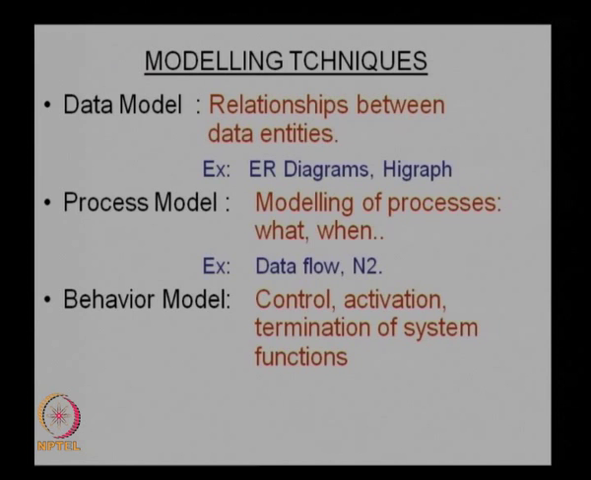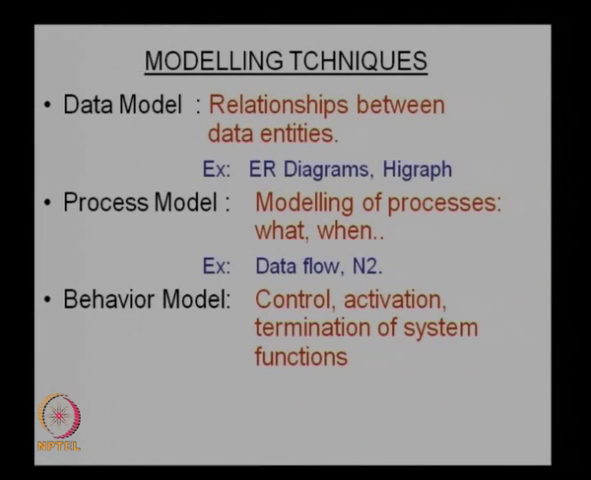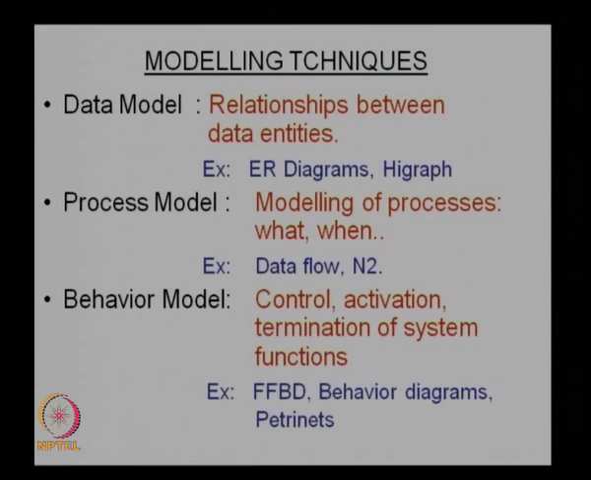In the behavior model we look at the control and activation of various processes in the system. How it is controlled, how the flow is taking place, what kind of control input is needed, those things are modeled using the behavior model, especially the termination of system functions. The methods commonly used are the FFBD, that is the function flow block diagram, then behavior diagrams and Petri nets. All these are used to model the control, activation and termination of system functions at various stages.